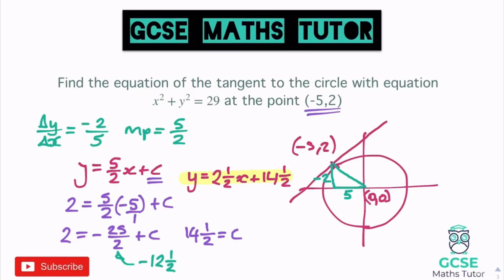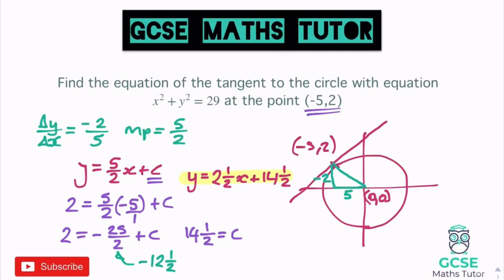There we go. So they're the steps. You need to find the gradient of the radius, which remember always goes from 0, 0. So it's actually just the y coordinate over the x coordinate at that intersection. Then do your perpendicular gradient, so your negative reciprocal. Put it into y equals mx plus c. Sub in your coordinate, solve it for c, and then write the equation of the line. Lots of steps there, so hopefully you've made some good notes on this.